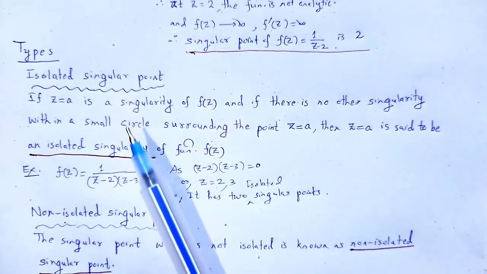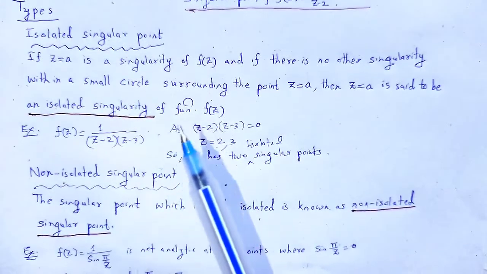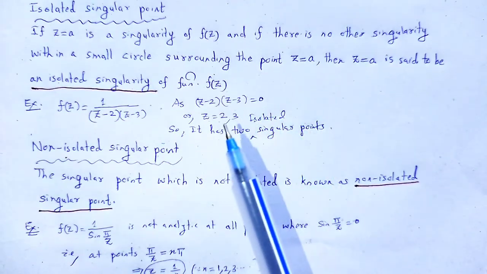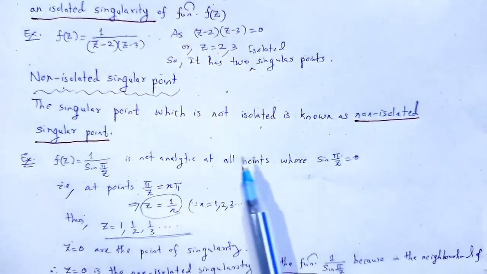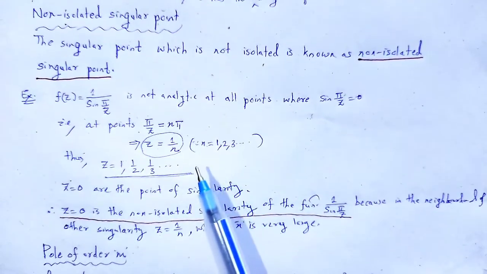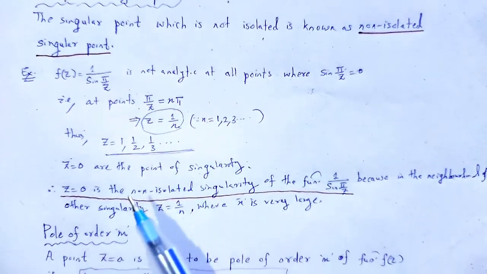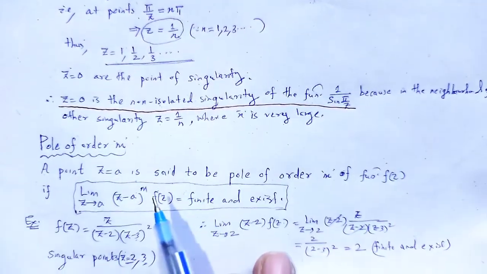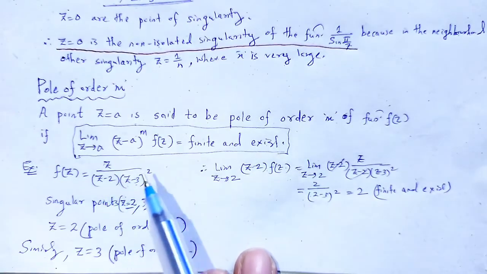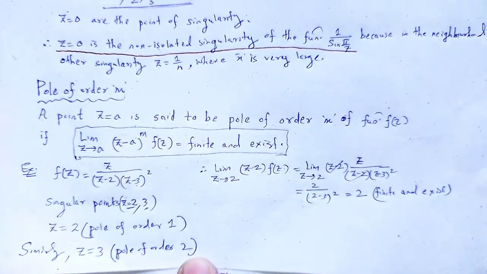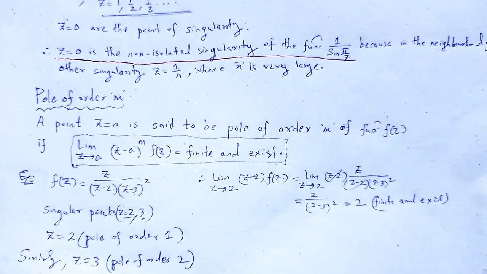Next, types of singularity: isolated singular point. Its example, the singular points which are not isolated, we say it has non-isolated singular points. Taking an example, it is understood what are non-isolated singular points. Next, pole of order m. By taking an example, we clearly understand what is the pole of order m. Next, idea of residue.